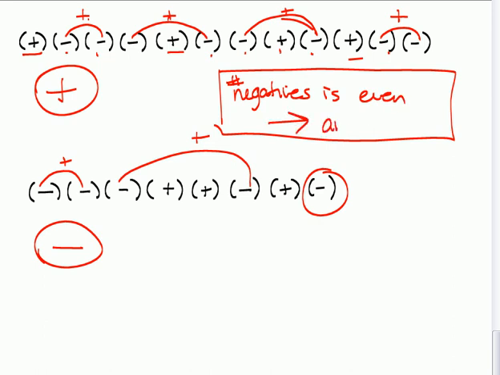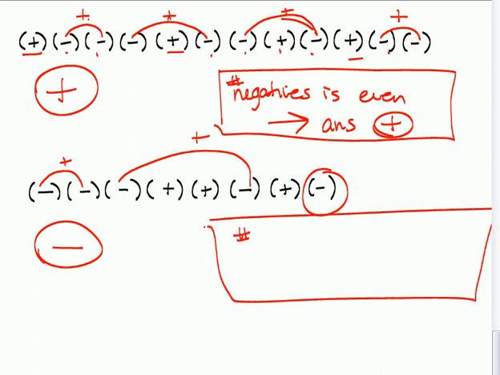positive. Likewise, down here we saw we had 1, 2, 3, 4, 5 negatives. That's an odd number. And when the number of negatives is an odd number, your answer is going to be negative because you're always going to have that little straggler there.